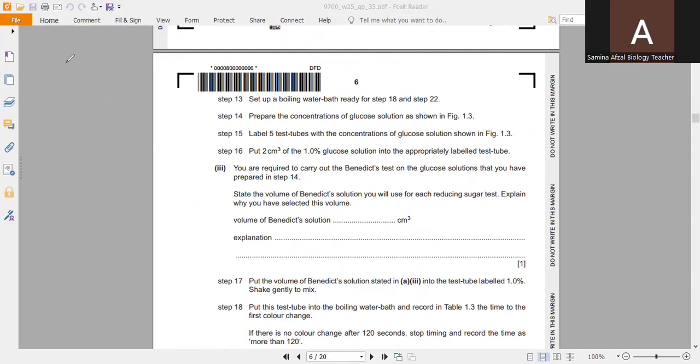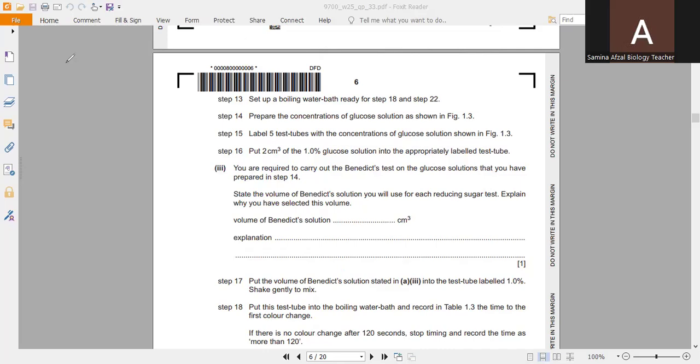Step 14, prepare the concentrations of glucose solution as shown in figure 1.3. Now you will prepare all these, that is the 1% of the given concentration, and then you will add the 10 cubic centimeters of water into it. You have prepared on the last page the 4 more concentrations. Now you will put them into different beakers and label all those beakers 1.0, 0.5, 0.25, 0.125, and 0.0625. In this way, you will be able to label all these beakers.